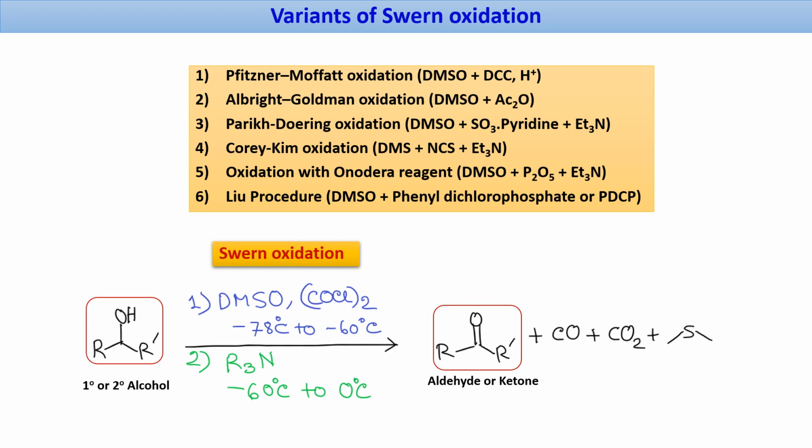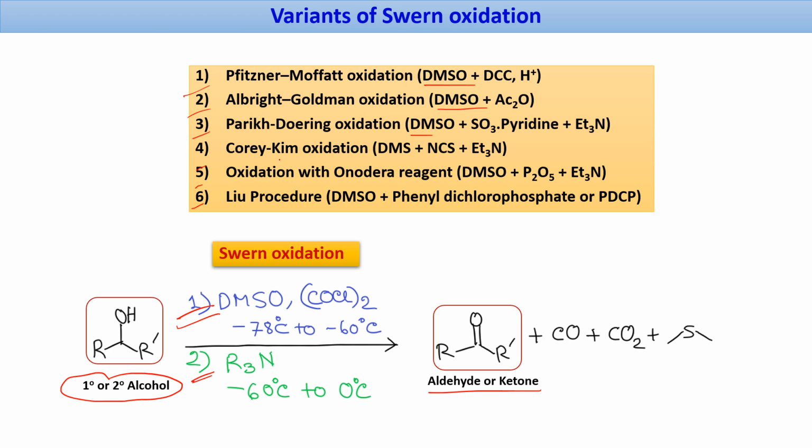So let's start. As you can see here, we have a total of 6 variations of Swern oxidation. In Swern oxidation, which you can see below, a 1 degree or 2 degree alcohol is our substrate, in the presence of the reagent DMSO combined with oxalyl chloride, that is the first step, and in the second step we use a base. And what is our product? Aldehyde or ketone.